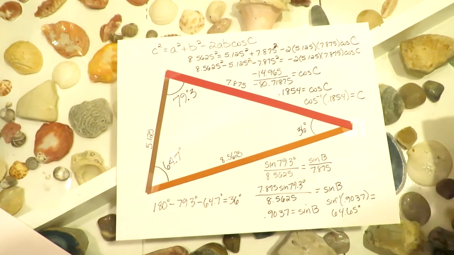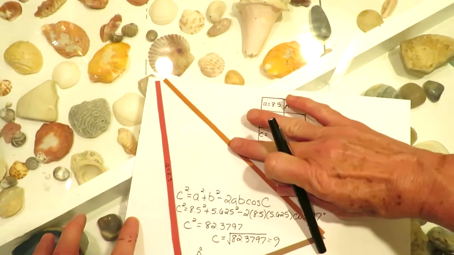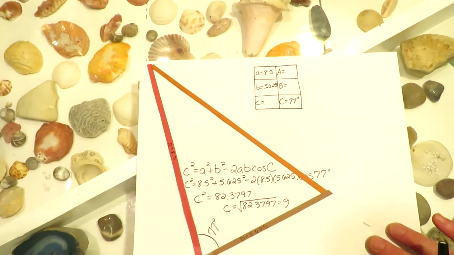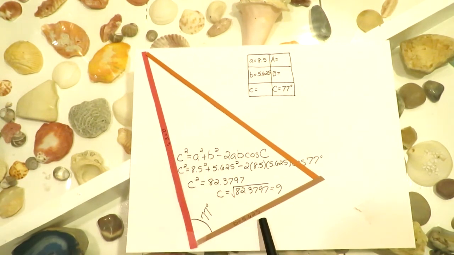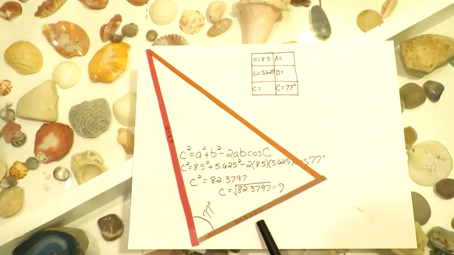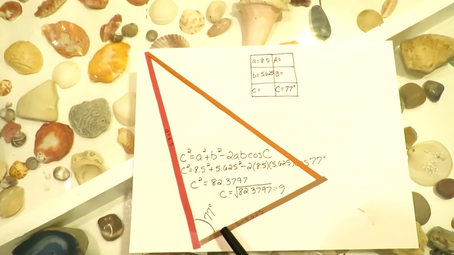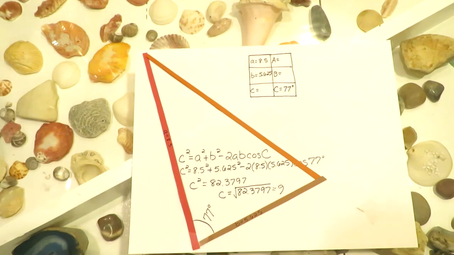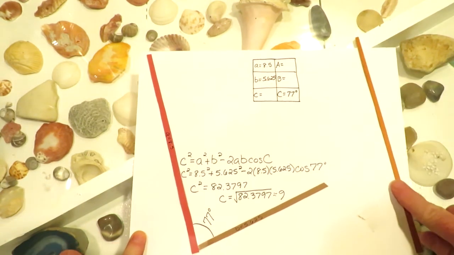That's one of the good places to use law of cosines. Another situation is when you don't have an angle and its opposite side. So in this case, I have two sides and the angle in between them. I have this side and this side, 8.5 and 5.625, and the angle in between them. I do not have an opposite side and an angle, so I cannot use law of sines. I can, however, use law of cosines.